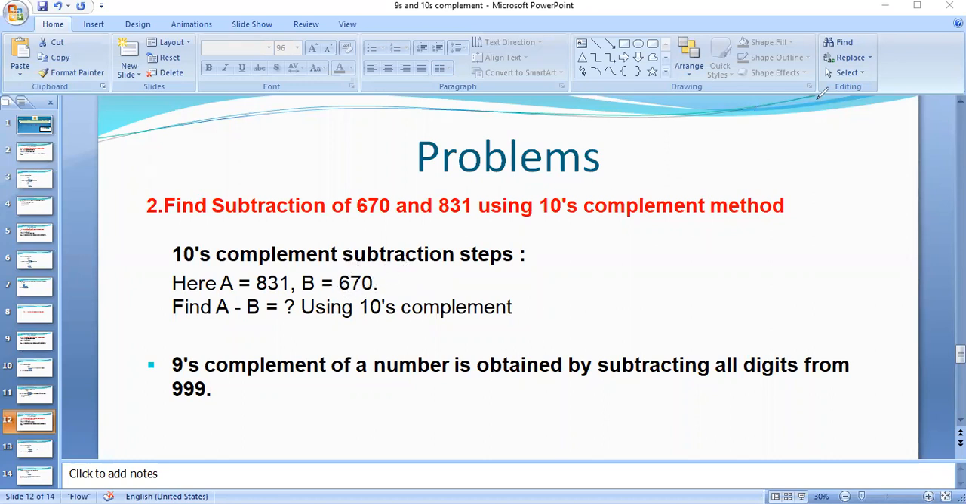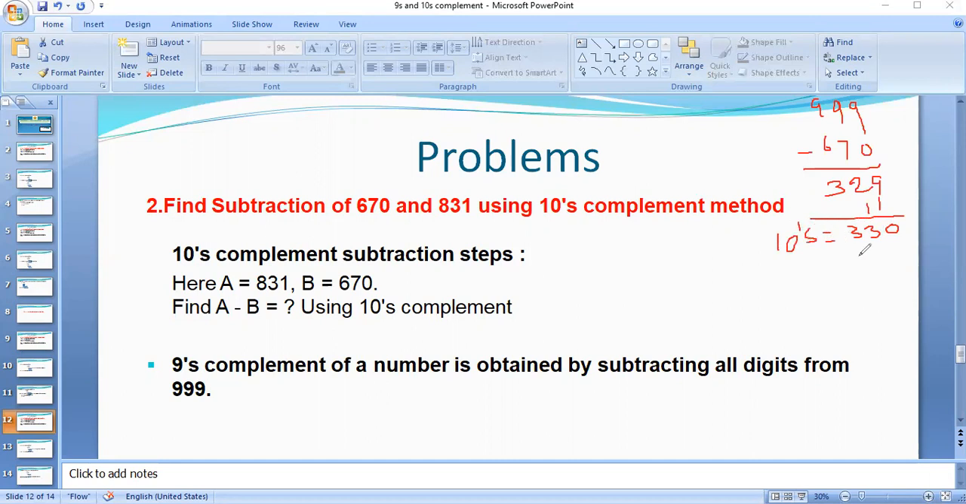Tens complement of the subtrahend means first you have to find the nines complement. Nines complement means you have to subtract each digit from 9. See here, 9 minus 0 is 9, 9 minus 7 is 2, 9 minus 6 is 3. After that, you have to add 1 to the LSD, so you will get the tens complement result. What is the tens complement of the subtrahend? 330.